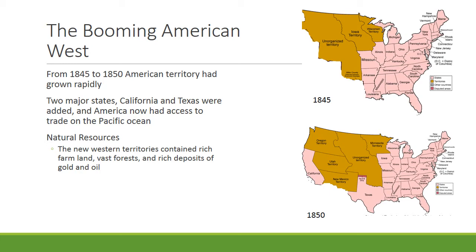This is important, one, because it connects the United States to the Pacific Ocean, which allows us to trade with Asia. It also provides a huge amount of natural resources, stuff like rich farmland, vast forests, and rich deposits of gold and oil, all of which will eventually be used back in the east of the United States as our economy continues to grow and develop. So it's a pretty big deal, and it increases the total strength of the United States in terms of both territory, population, and resources.